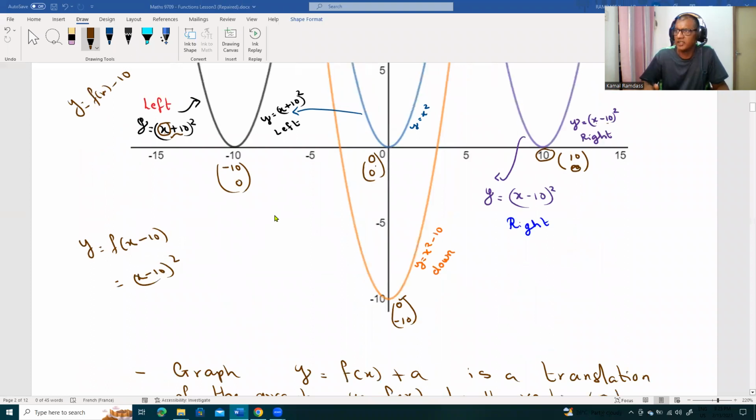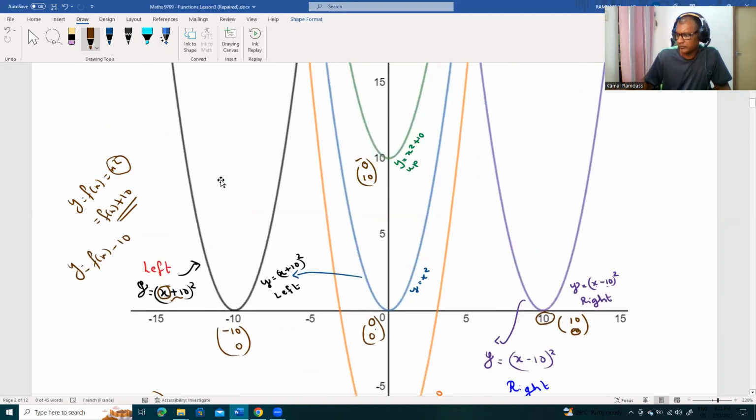Par contre, si j'ai envie d'aller à gauche, ça veut dire le graphe y is equal to x square, j'ai envie de le déplacer de 10 units à gauche, alors on fait y is equal to f of x plus 10. Et là, on remplace x square, parce que f of x est x square, par x plus 10 to the square. OK? J'espère que vous avez bien compris ce principe de translation, vertical translation, horizontal translation.